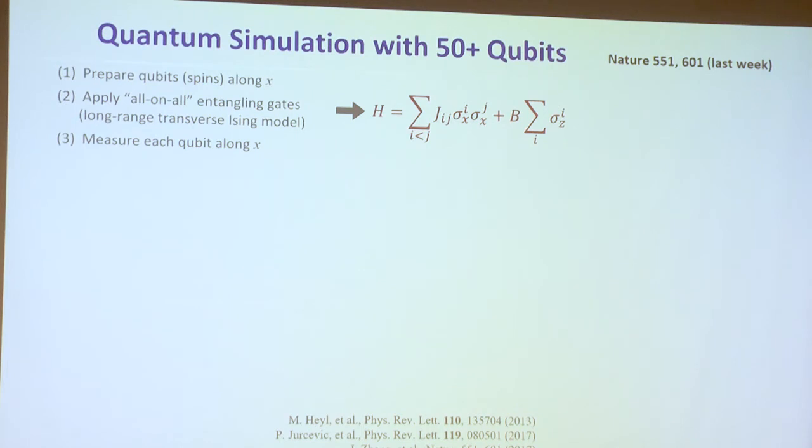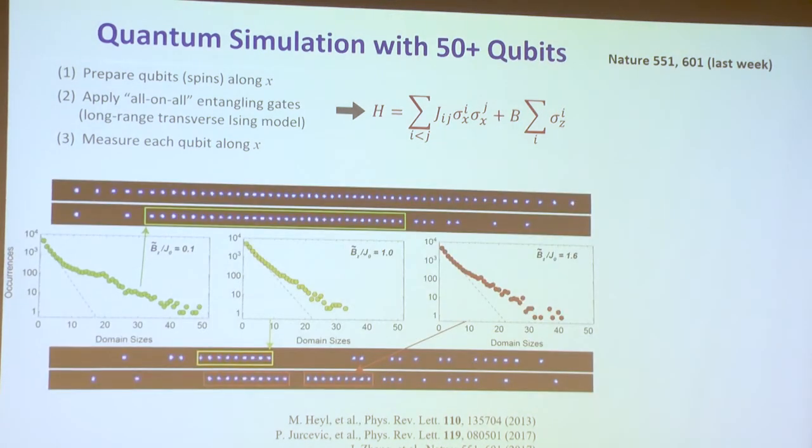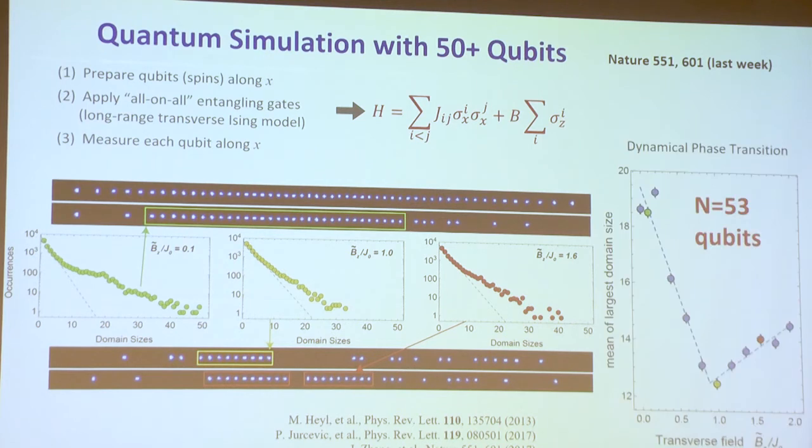We hit it with a big fat beam, and we have this global Ising interaction. It's a transverse Ising model, and again, I just don't have time to go through the details. These are 53 ions, and we're studying, as a function of B over J, the transverse field versus the interactions, the average domain size of this magnetically ordered system. And we see a phase transition in the mean of the largest domain size, this kink, that we could not calculate.